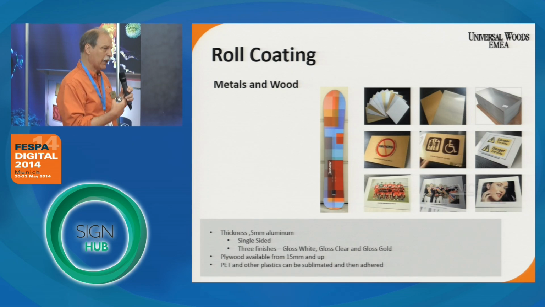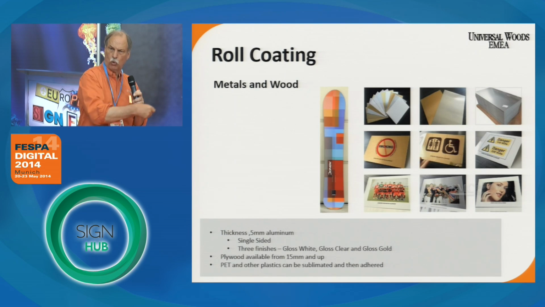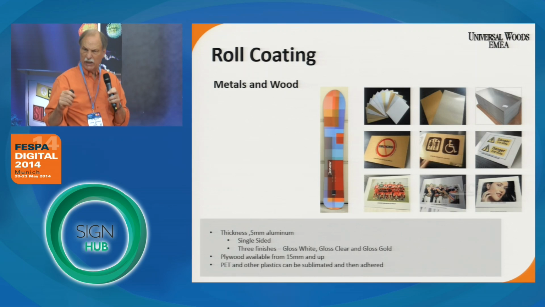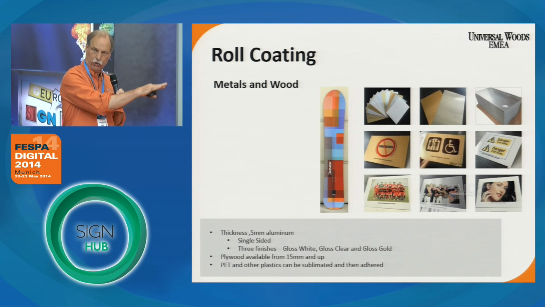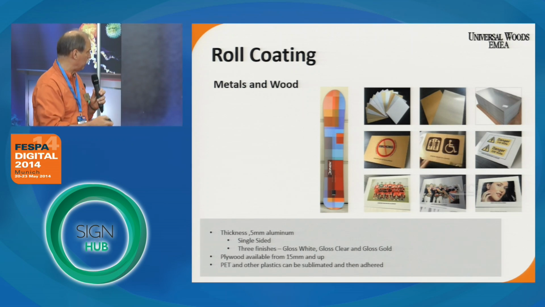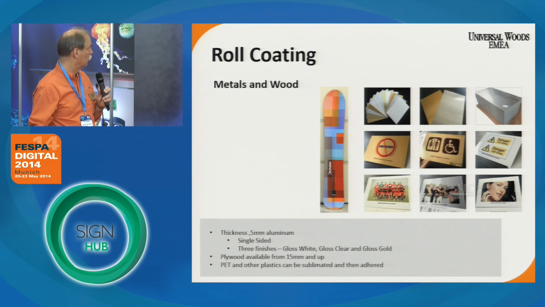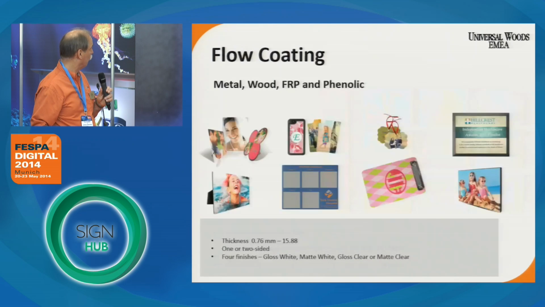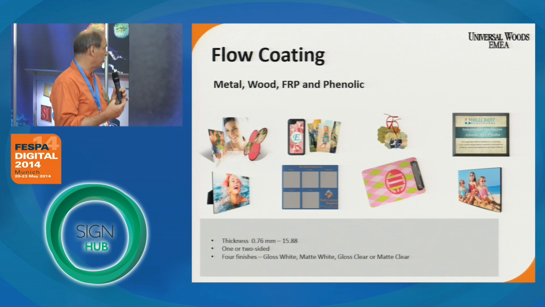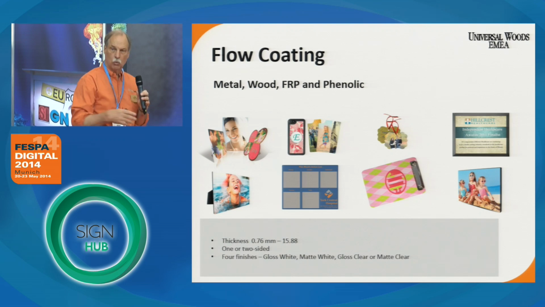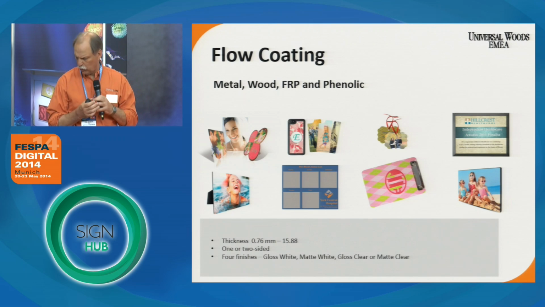Roll coating, again, you can create wood products or metal products. You get a thinner coat with a roll coating process than you can with either flow coating or powder coating. But again, it works for sublimation. And then flow coating, which would be the process that we use, you can use to do aluminum, steel. We coat fiberglass reinforced plastic as well as phenolic.